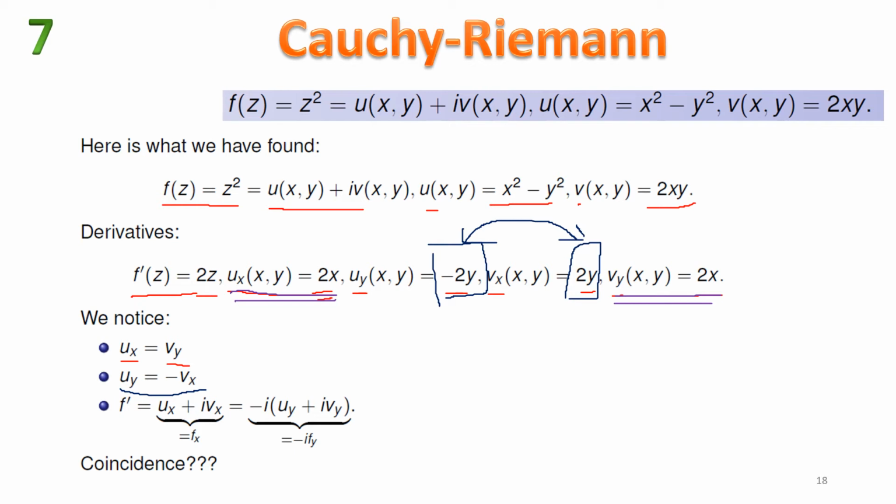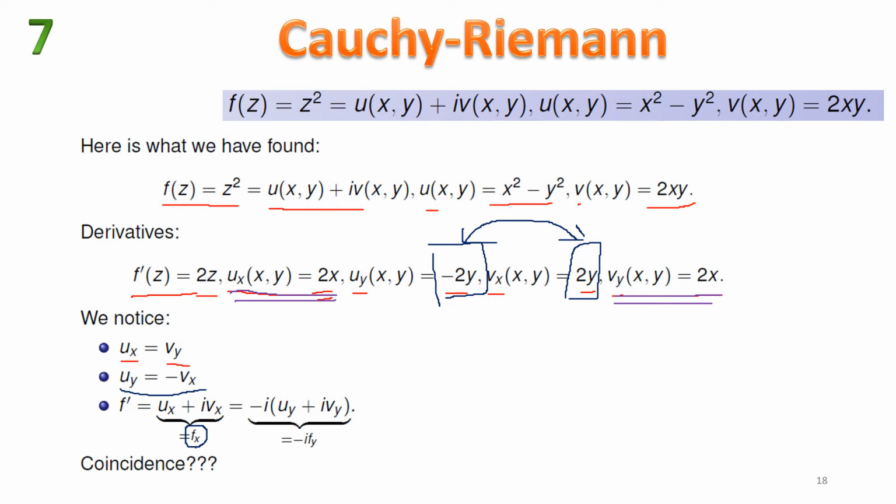Then look at f dash z, which is twice z. So f dash we can write as ux plus i times vy. See, u suffix x I am representing derivative of u with respect to x, and v suffix x I am representing derivative of v with respect to x. So this forms fx.